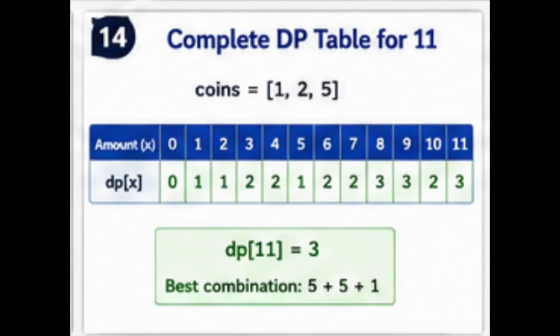Now let's look at the complete table for our original example. We start at 0, then calculate 1, then 2, then 3, and we continue until we reach 11. The final table tells us that dp of 11 is 3, and that matches our combination 5 plus 5 plus 1. So the answer is 3. The important thing here is that when we calculate a larger amount, we are reusing answers that we have already calculated for smaller amounts. That is what makes this approach efficient.